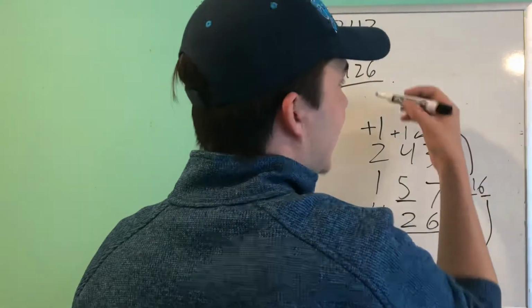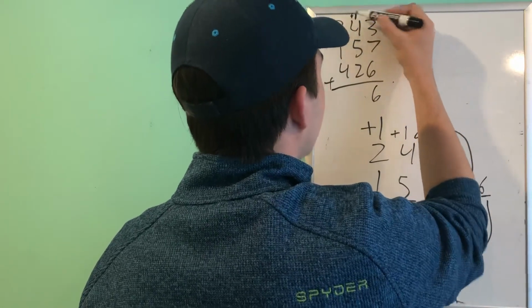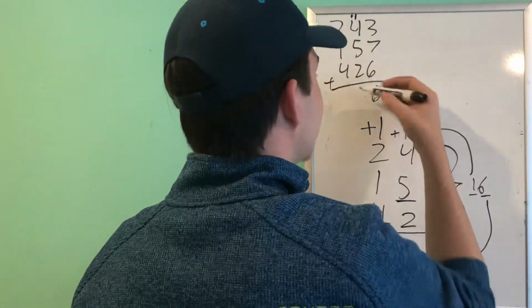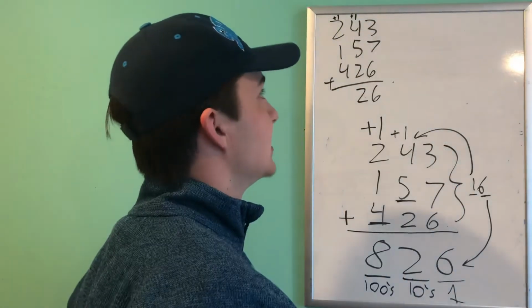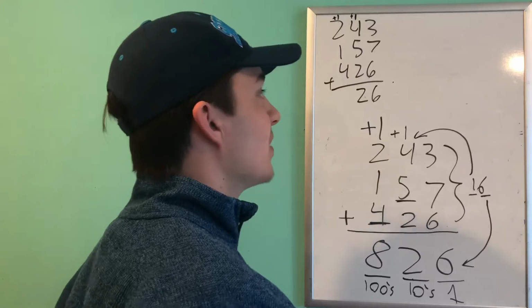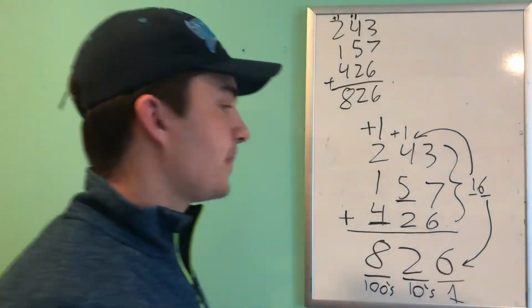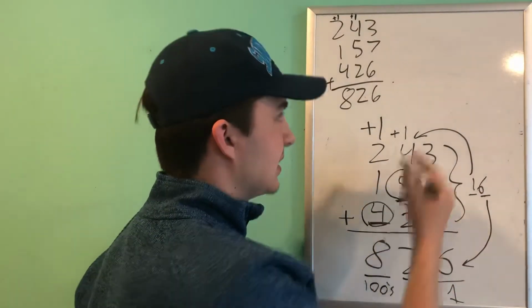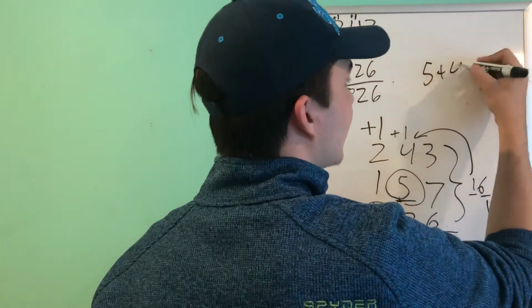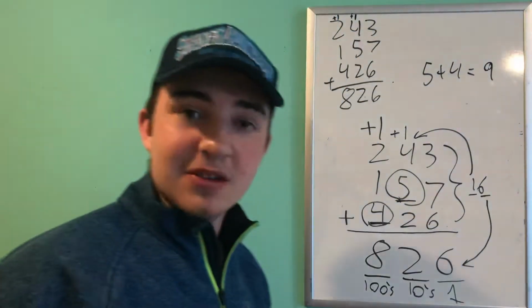Let's add these up together just to make sure we're right. So 3 plus 7 is 10, plus 6 is 16. We add the 1 there. 1 plus 4 is 5, plus 5 is 10, plus 2 is 12. We bring the 1. 1 plus 2 is 3. 3 plus 1 is 4. 4 plus 4 is 8. And what do you know? We get the same number. So the question's asking, what is the sum of these 2 numbers? 5 plus 4 is equal to 9. And that's how you do that question.